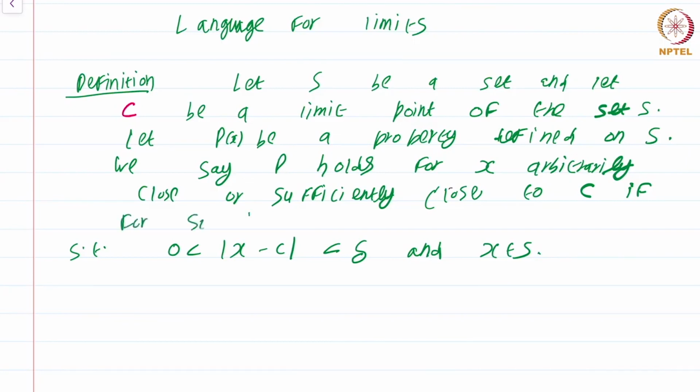If for some delta greater than 0, P of X is true whenever 0 less than mod x minus C less than delta and x is in S. So what this is saying is you can make the property P true if you can find some delta such that P of X is true whenever x is sufficiently close to C and x is coming from S. We don't allow x equal to C simply because this C may not even be in this set. And the way we write this is analogous to the way we define limit. It will be useful there.